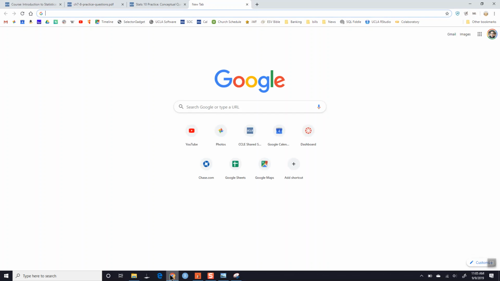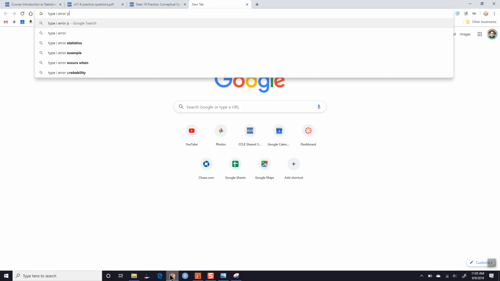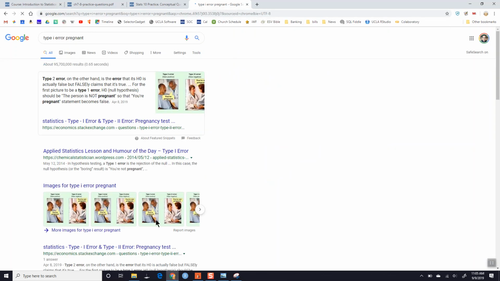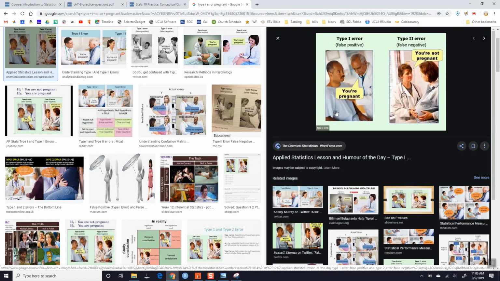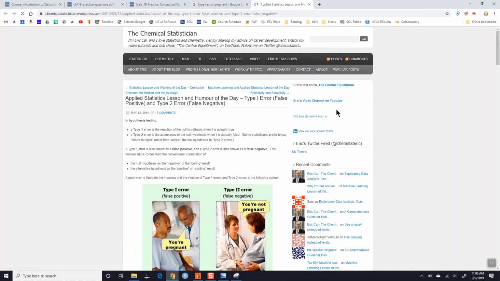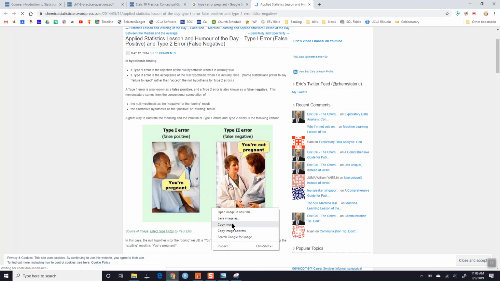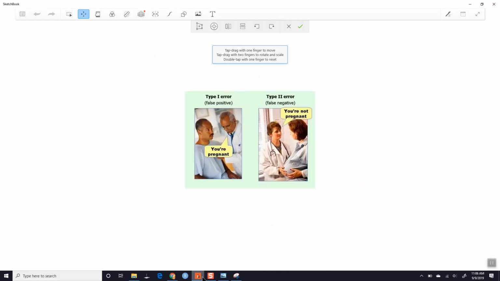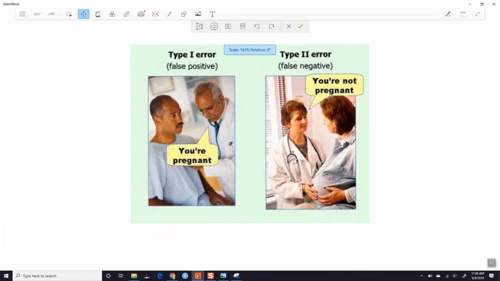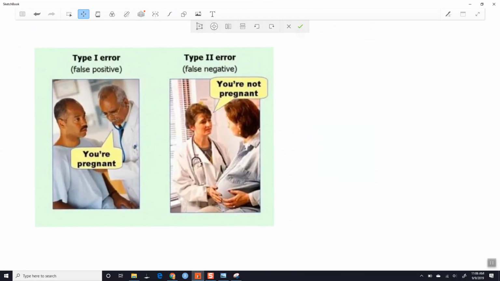Here's a little joke. Let me see. Type 1 error, pregnant. Let's see if we have it. All right, here's our meme of the day. Can you guys see this? Okay. All right, one person left.